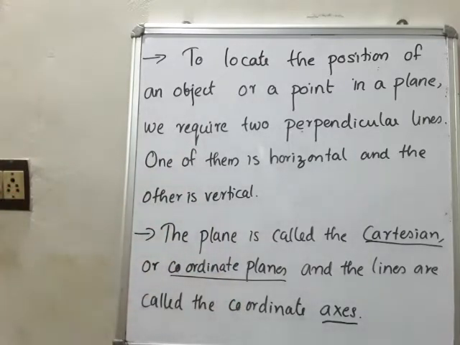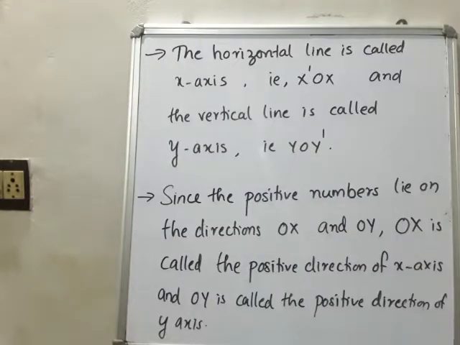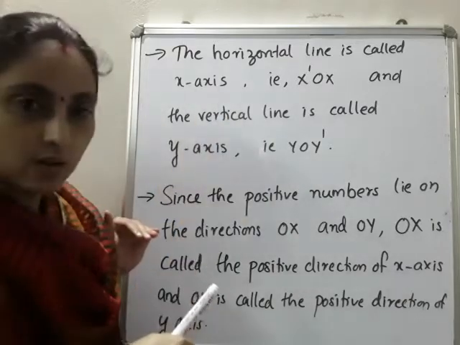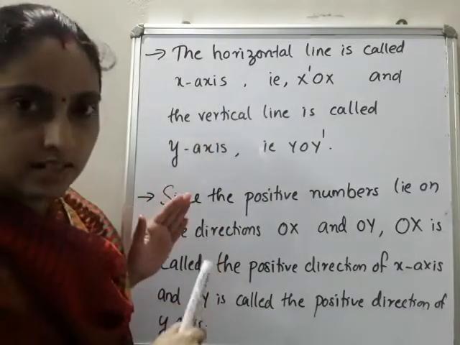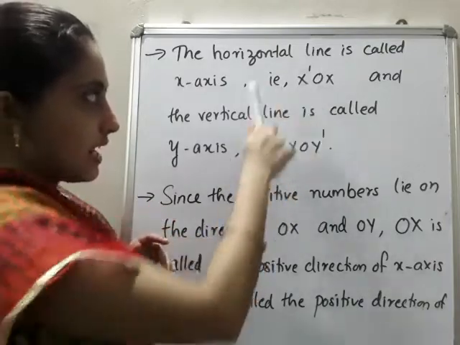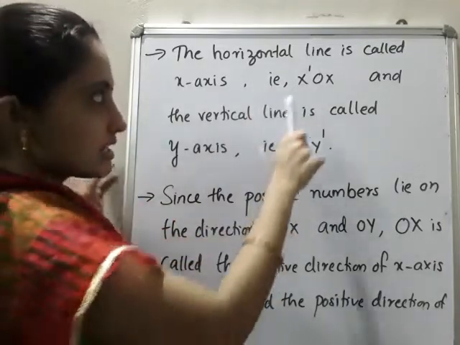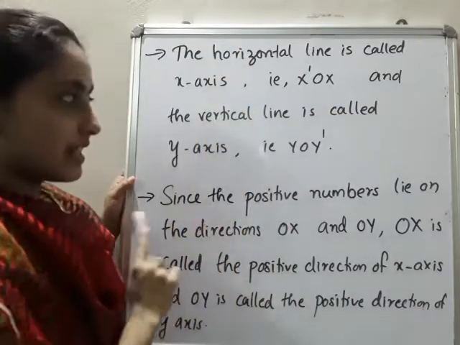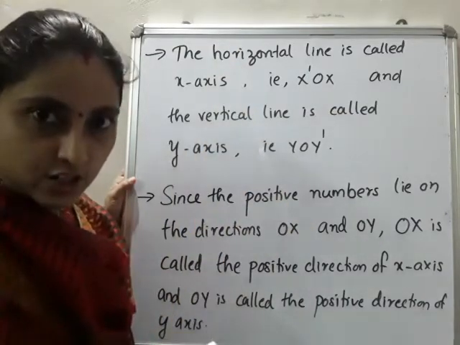Then the next point, please write down. The horizontal line is called the x-axis. In the figure or in the plane, we write the name as OX dash OX, that is X'OX. And the vertical line is called the y-axis, that is YOY'.